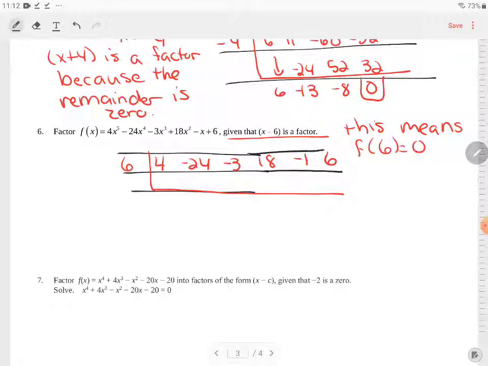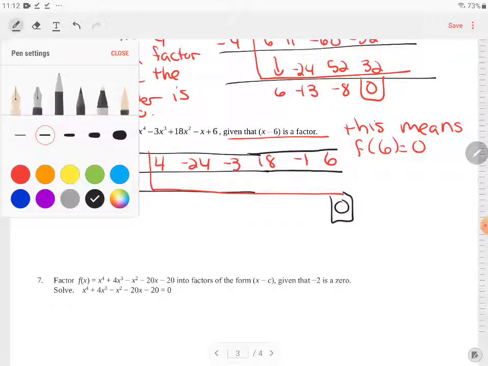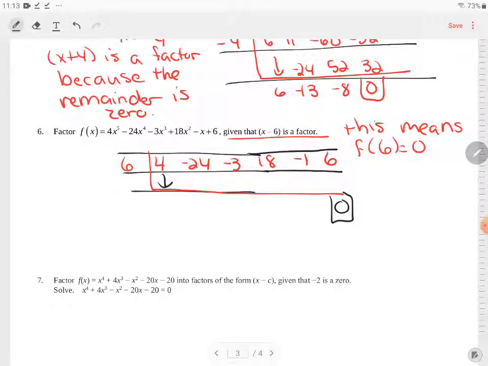So again, notice we're going to start with synthetic division. And I know that my remainder has to be 0, or I have made a math error. So let's do it here so we can see the different colors. Bring down your 4. 6 times 4 is 24. Negative 24 plus 24 is 0. 6 times 0 is 0. Negative 3. 6 times negative 3 is negative 18. 0. 6 times 0 is 0. 6 times negative 1 is negative 6, and we get 0.